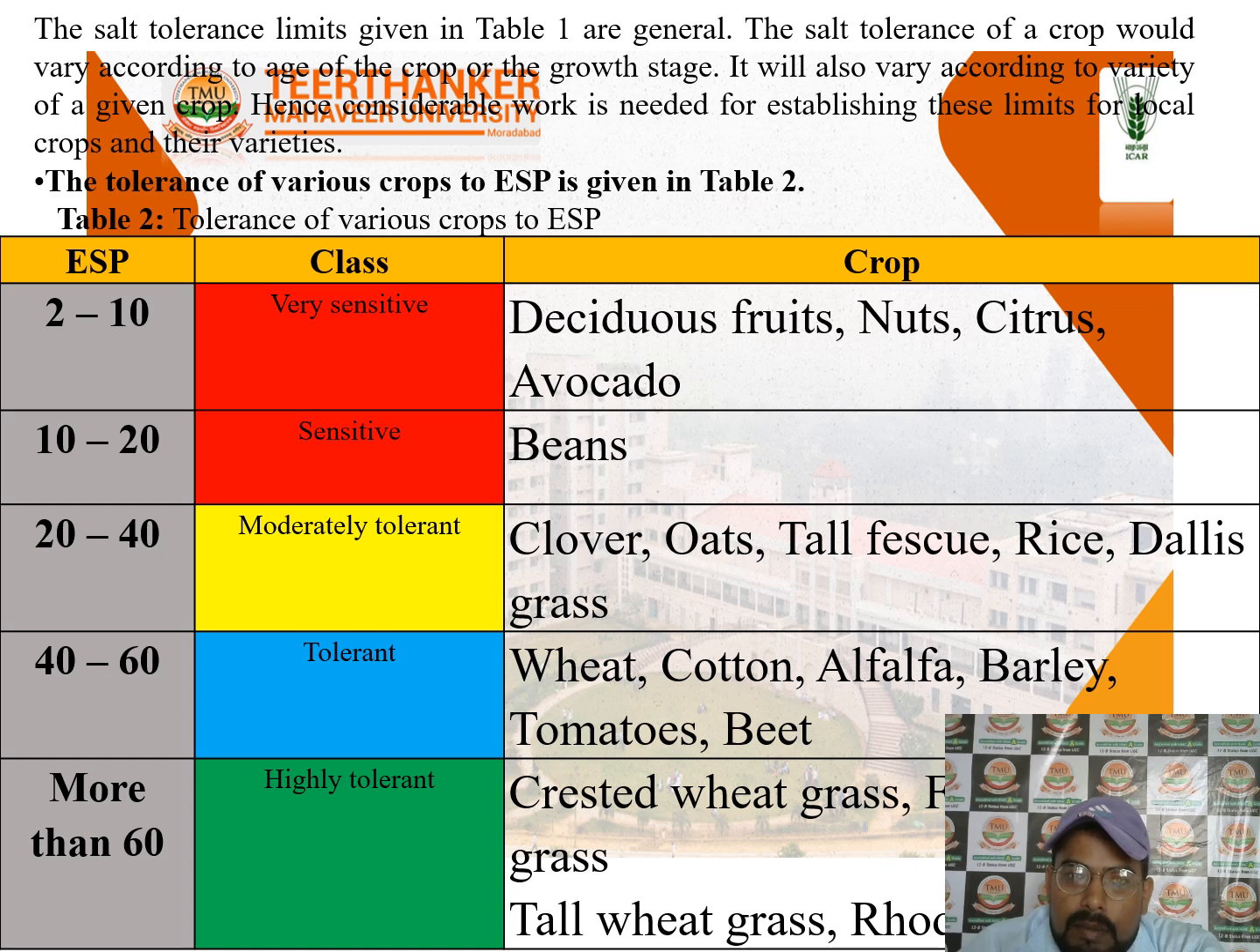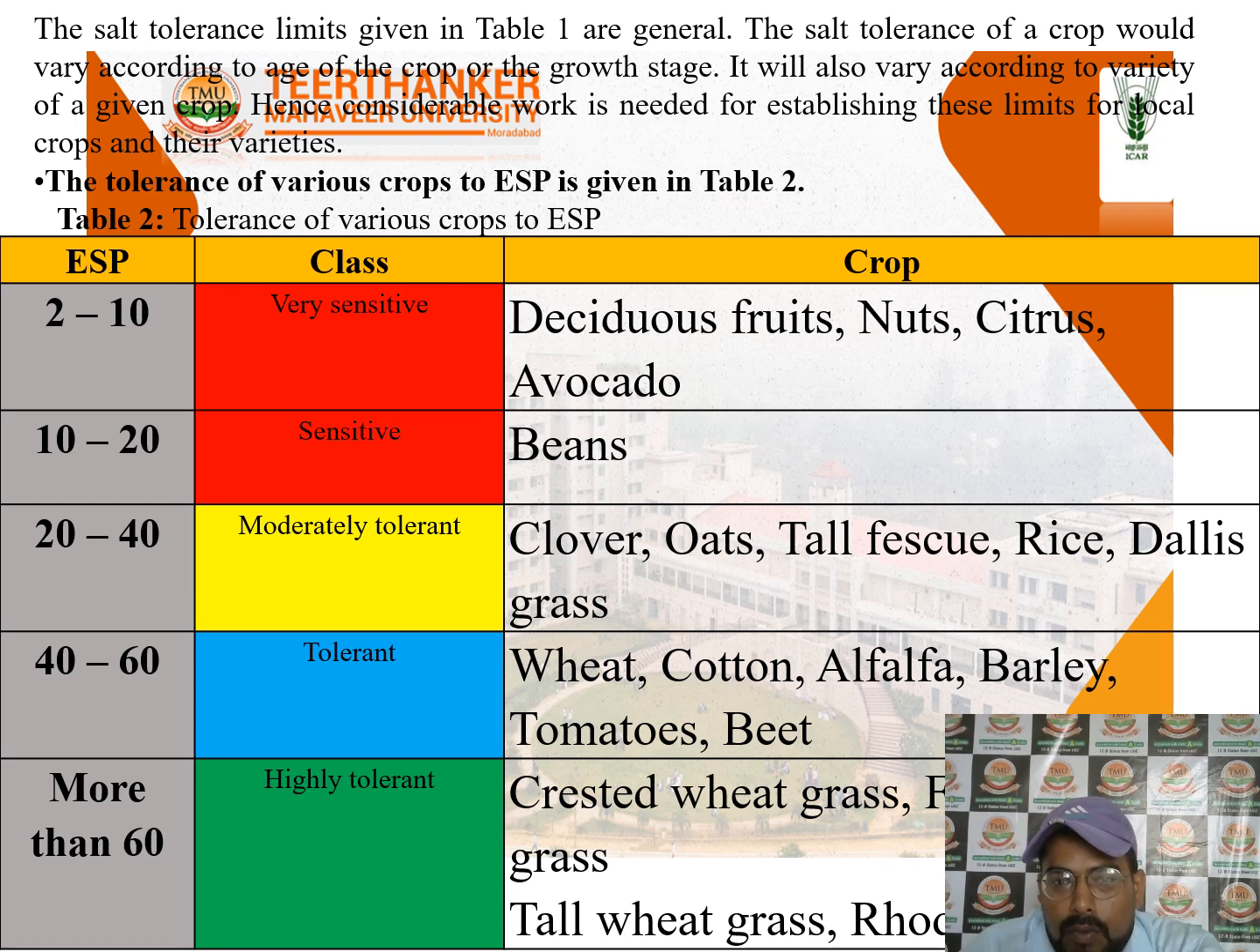These are the categories of tolerance, meaning the tolerance of the specific crop growing at a specific pH or sodium percentage in the fields. When the sodium content in the field is 2 to 10, it is very sensitive, growing deciduous fruits, nuts, citrus and avocado. Second is 10 to 20 sodium content percent, which is sensitive, growing beans.